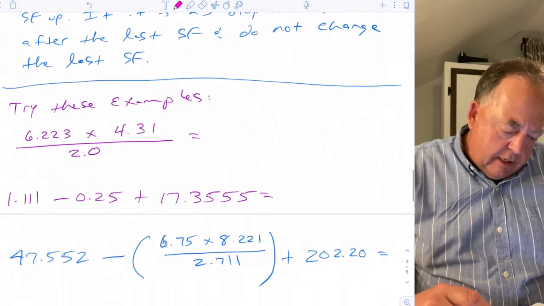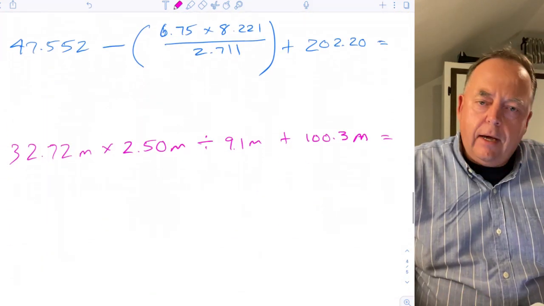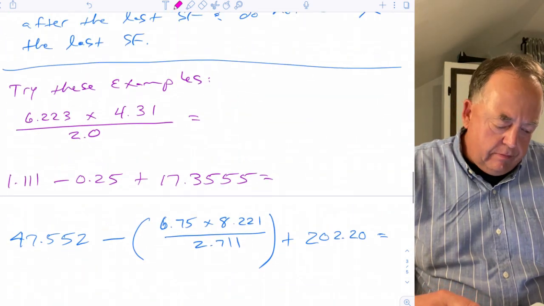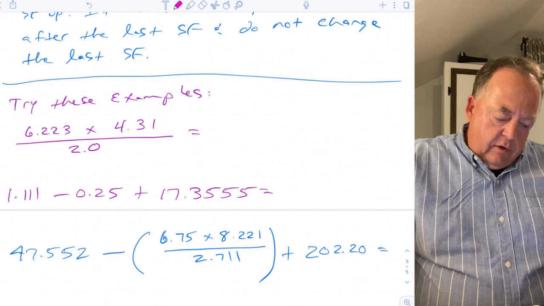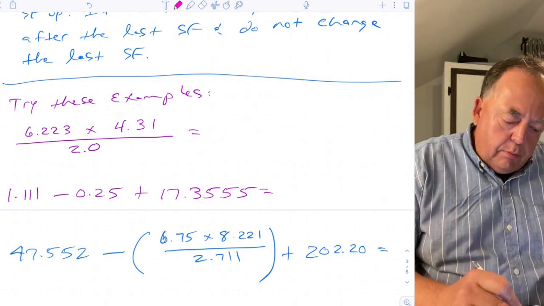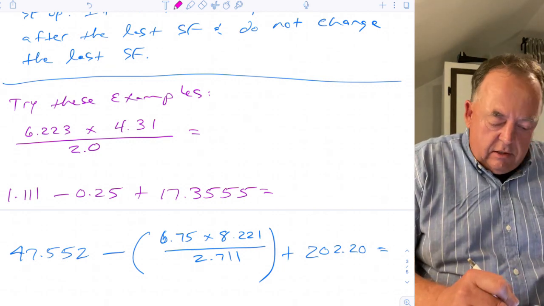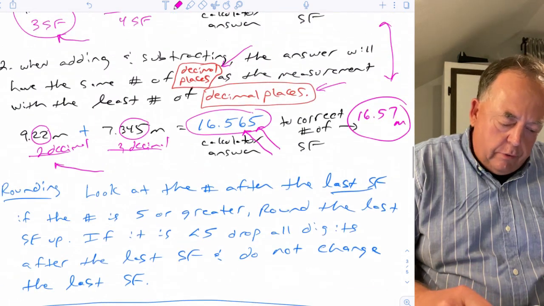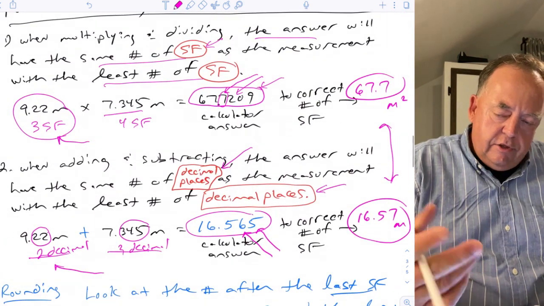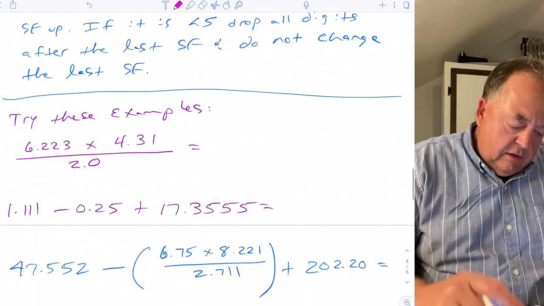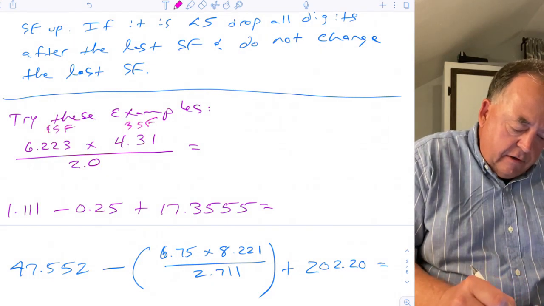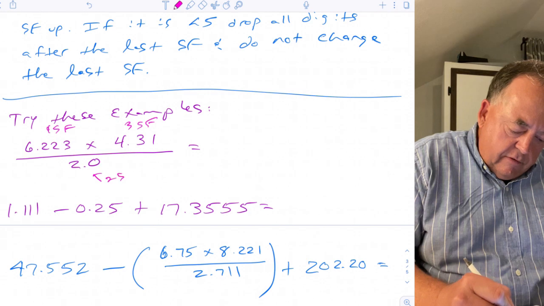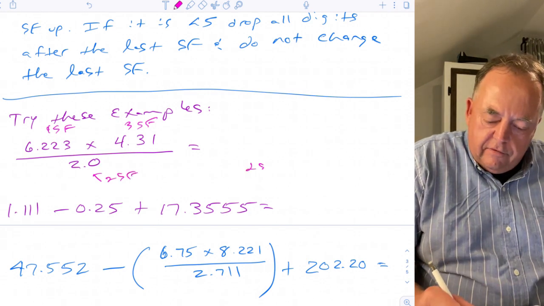Okay, and then lastly, let's take a few more complex examples where you're doing multiple operations. So if we do this one, so we multiply 2 numbers and then divide, the only rule that we have to worry about is this one. You just keep track of significant figures. So here we have 4 significant figures, here we have 3 significant figures, here we have 2 significant figures, so the answer will have 2 significant figures.